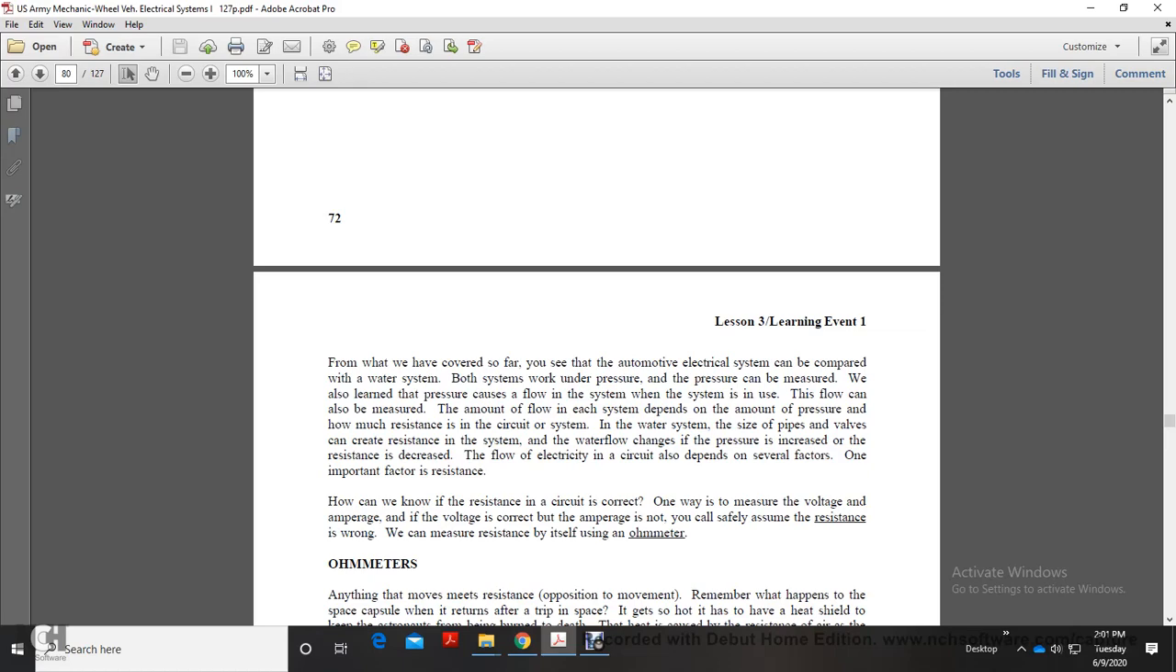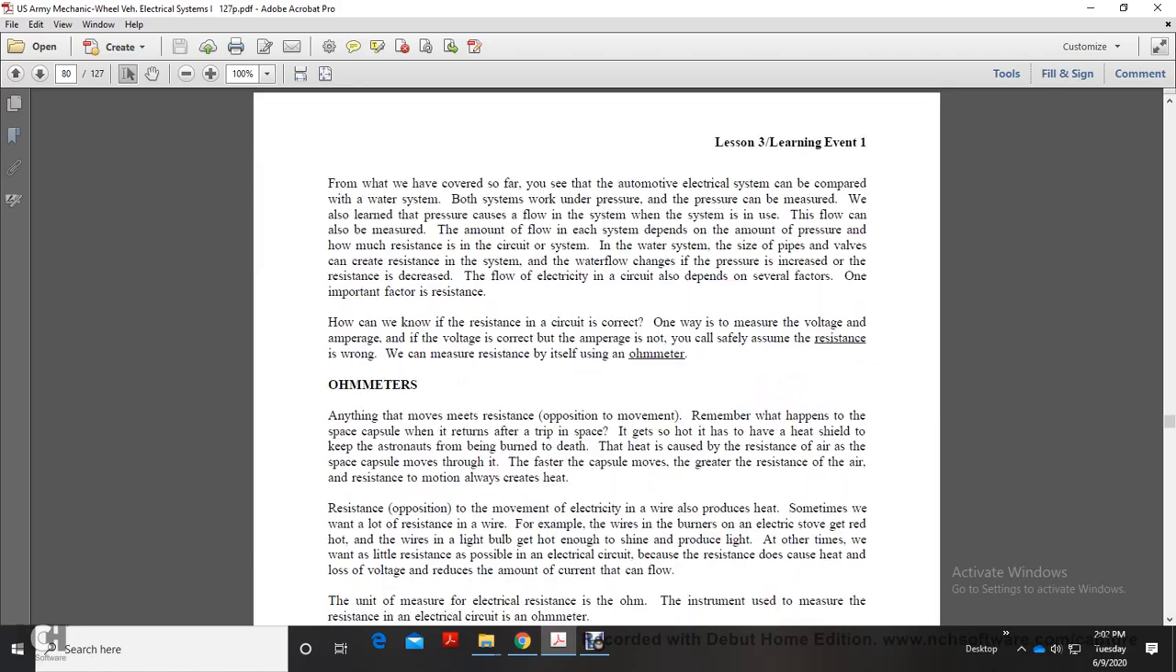When the system is used, the flow can also be measured. The amount of flow in each system depends on the amount of pressure and how much resistance the circuit or system has. In the water system, the size of the pipe and the valves can create resistance in the system. The flow of electricity in a circuit depends on several factors. One of the important ones is the resistance.